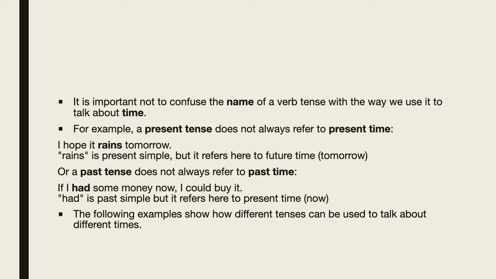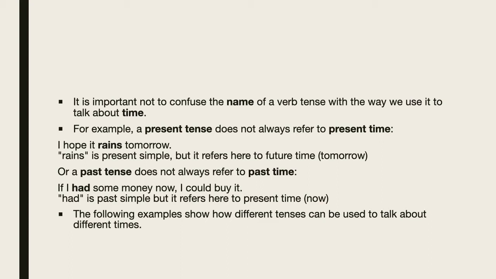So it is important not to confuse the name of a verb tense with the way we use it to talk about time. For example, a present tense does not always refer to present time. I hope it rains tomorrow. So rains is a present simple, but it refers here to future time, that is tomorrow.